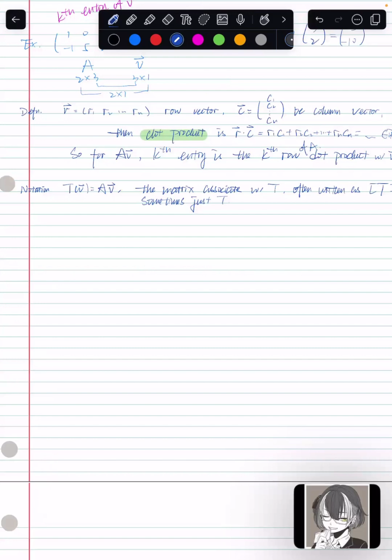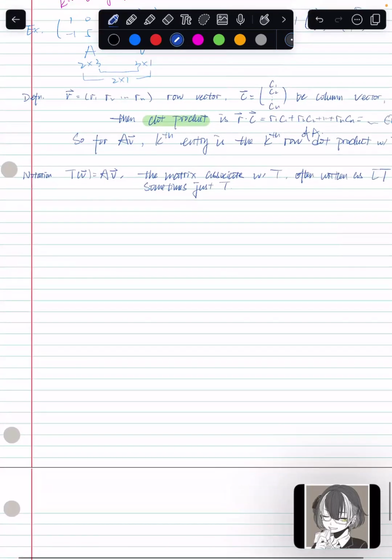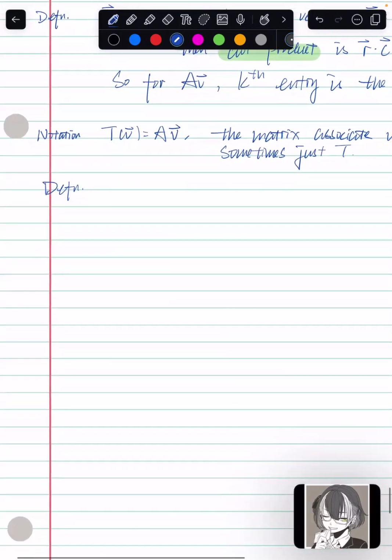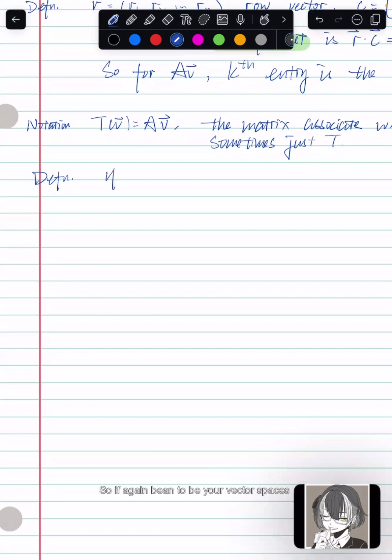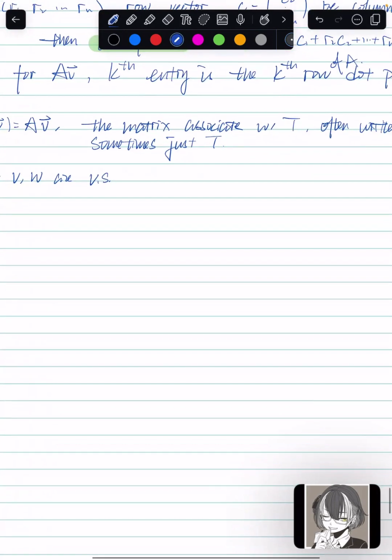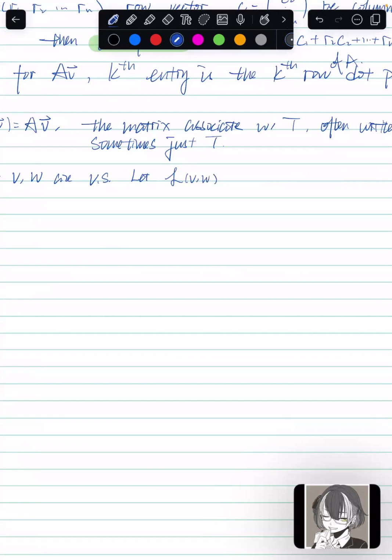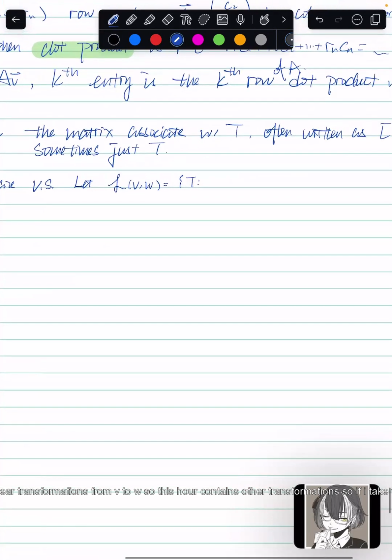Then we have another definition. So again, if V and W are vector spaces, let L of V, W be all the linear transformations from V to W.